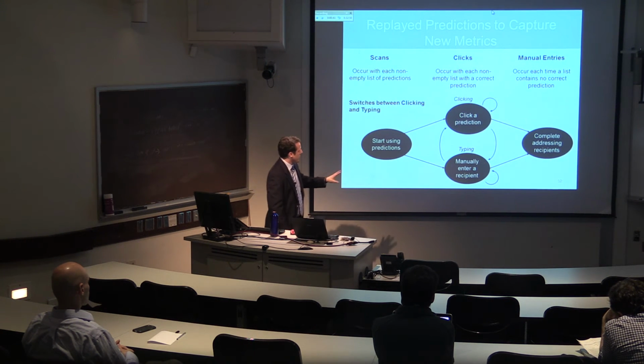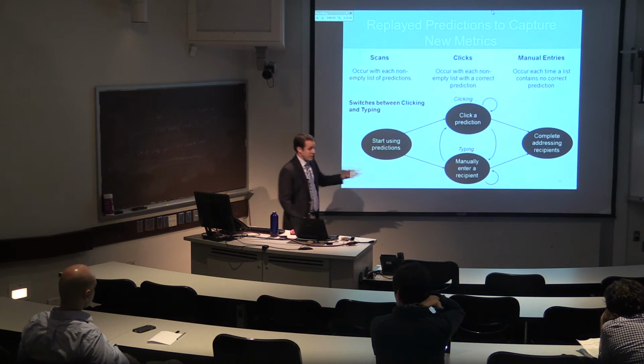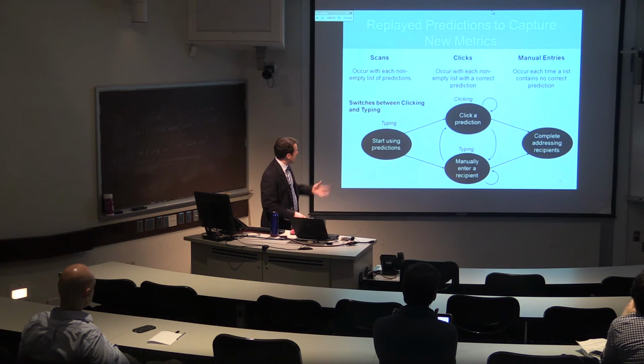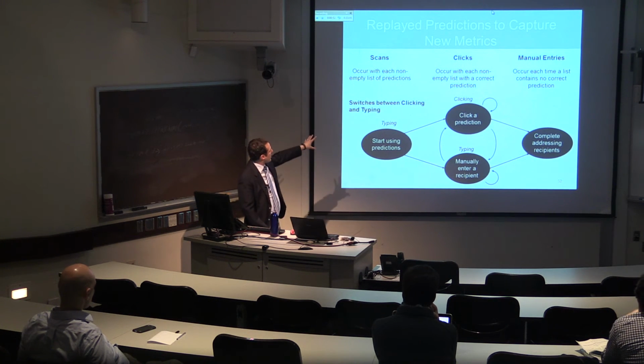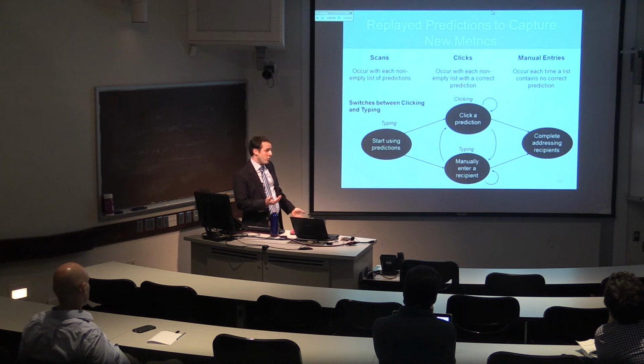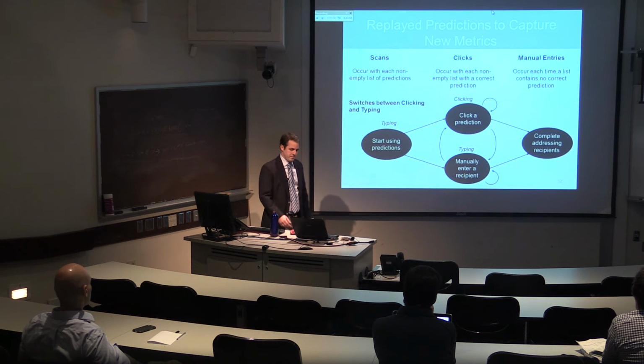In the click a prediction state, they're actually in a clicking state. In the manually entering a recipient state, they're actually in a typing state. And we assume that in the starting using prediction state, they're in a typing state. So we then measured switches between clicking and typing or vice versa, when they would switch between a typing and clicking state or clicking to typing.